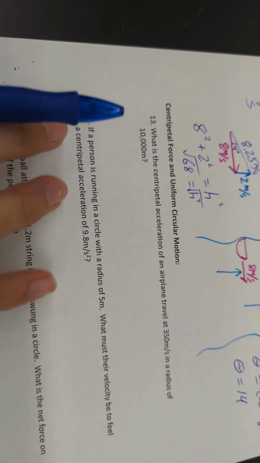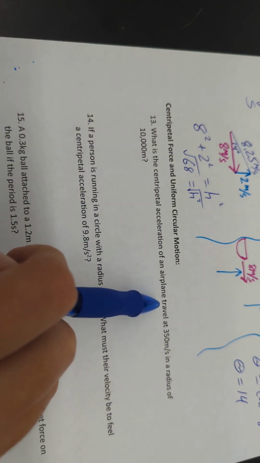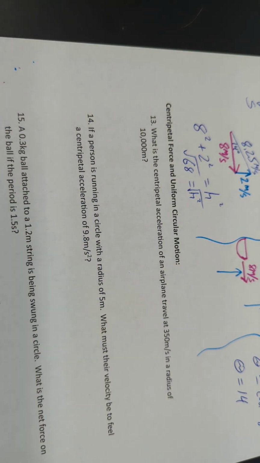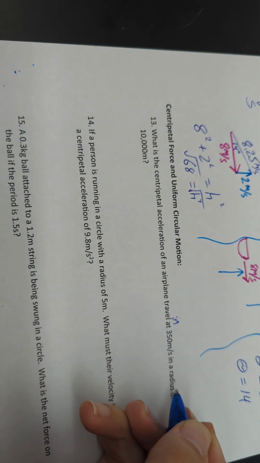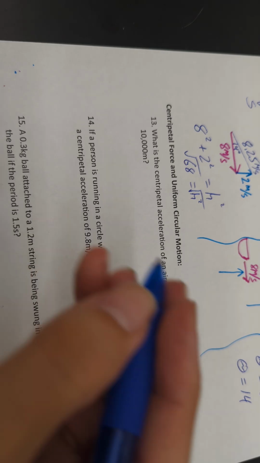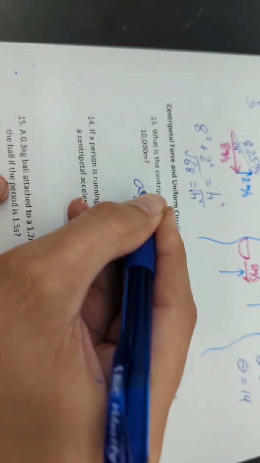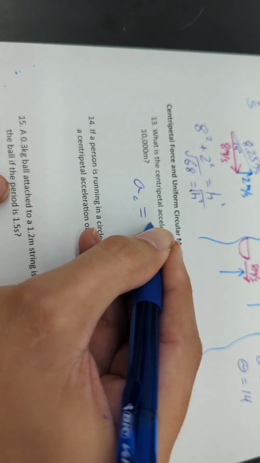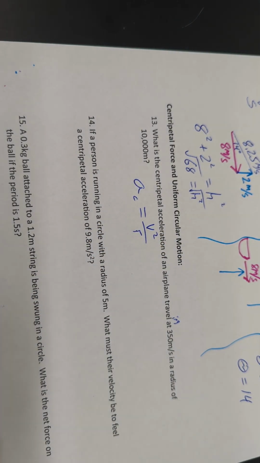Looking at question 13, it says, what is the centripetal acceleration of an airplane traveling at 350 meters per second in a radius of 10,000 meters? Ooh, it may seem like that's a really big radius, but planes take very wide turns. So we are going to be using this equation. Our centripetal acceleration is going to equal velocity squared over the radius. Plug those numbers in.